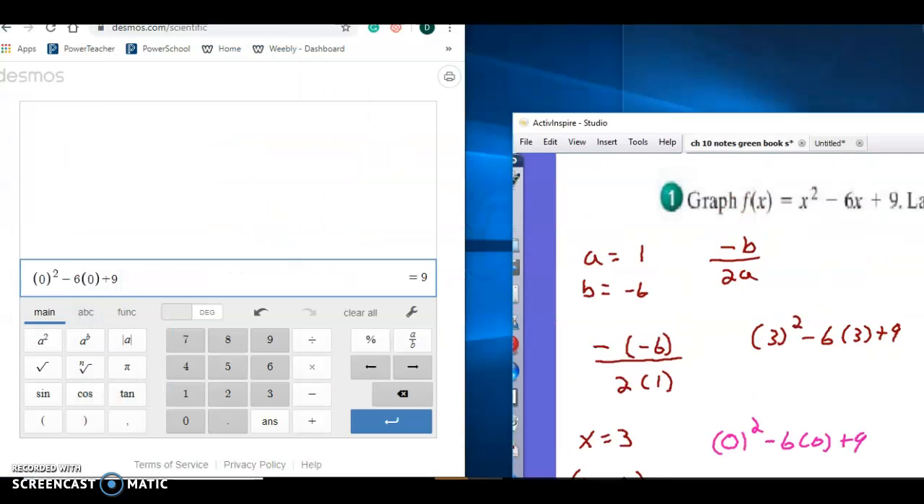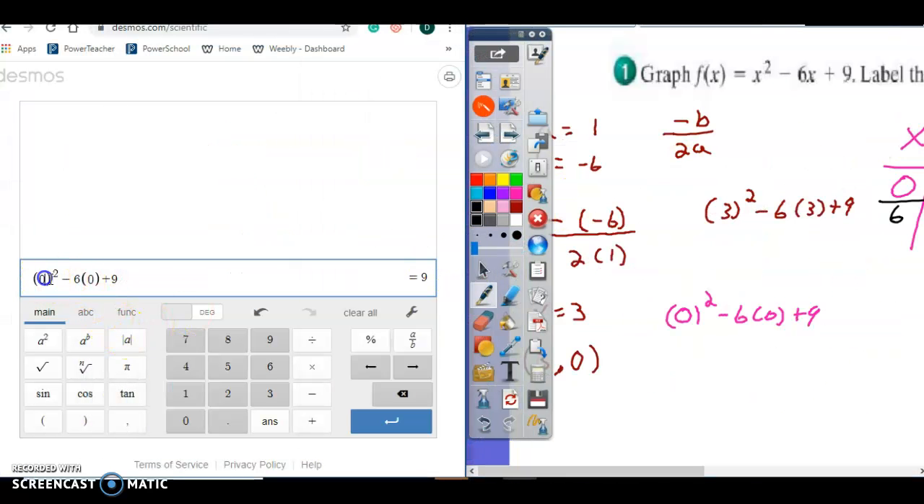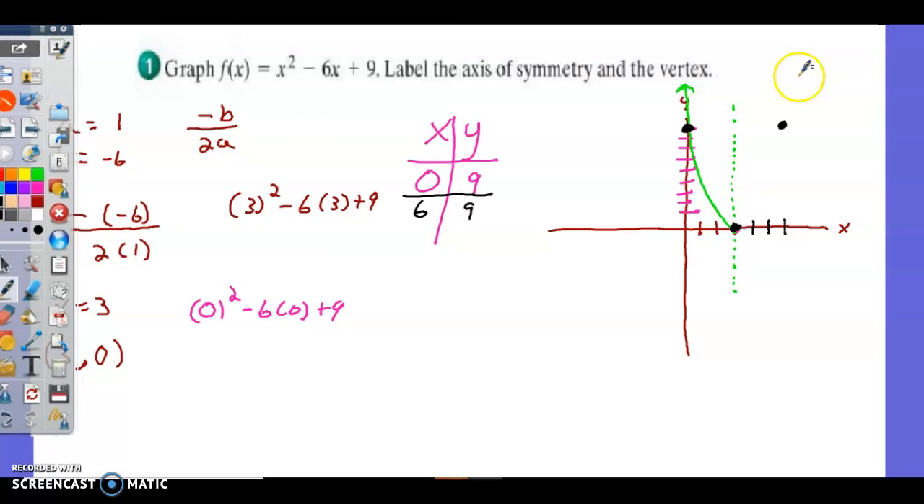So again, I'm using my same equation. I'm going to put 6 in for both of these, and my answer should then still be 9. So you can see that that works out. So just checking our answers there.